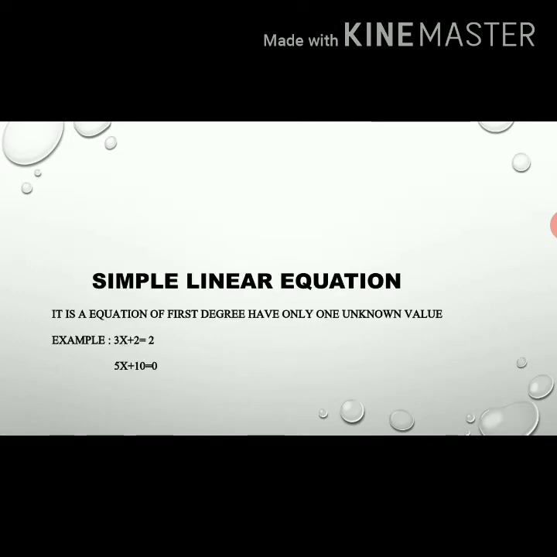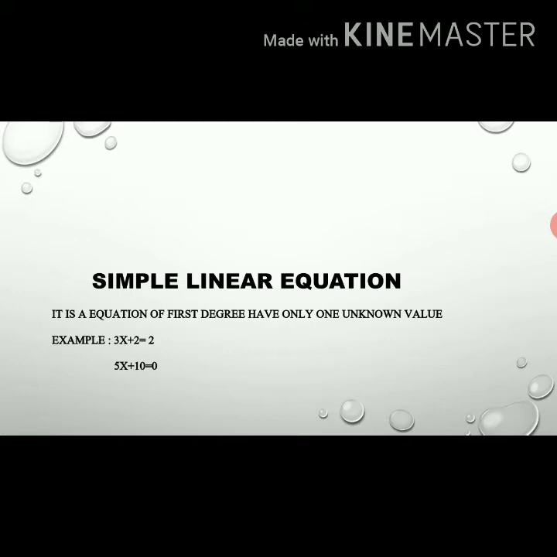Okay, let's start to see the meaning of simple linear equation. What do you mean by simple linear equation? It is an equation of first degree having only one unknown value. With the help of the given information, we calculate that unknown value. Best example, 5x plus 2 is equal to 2, where x is the one unknown value. With this information, we go on to calculate the x value.